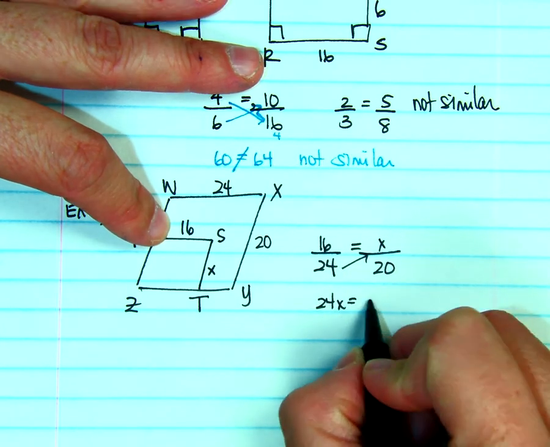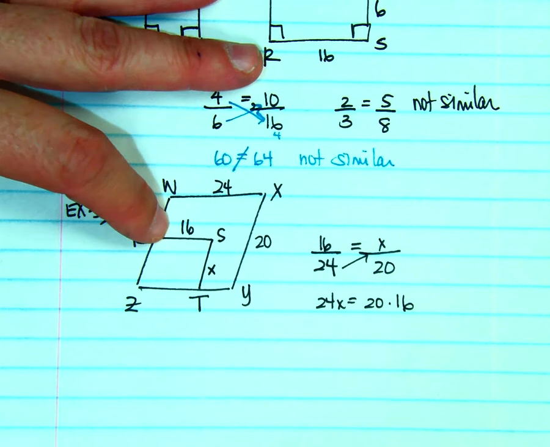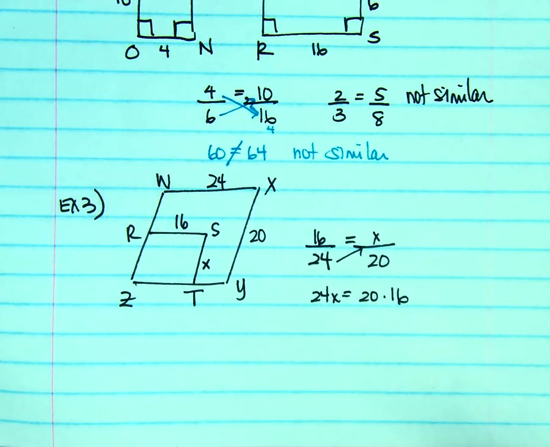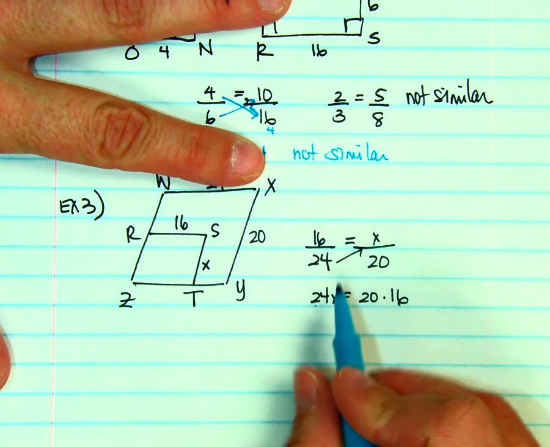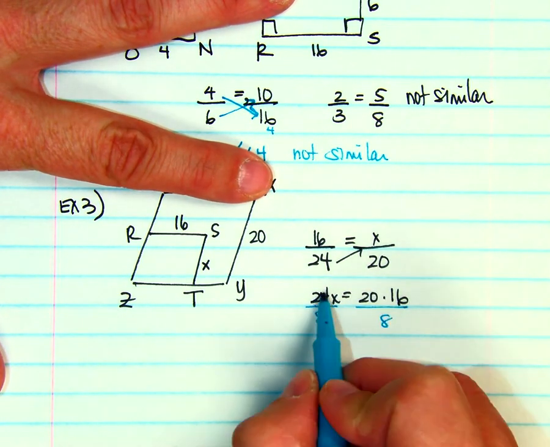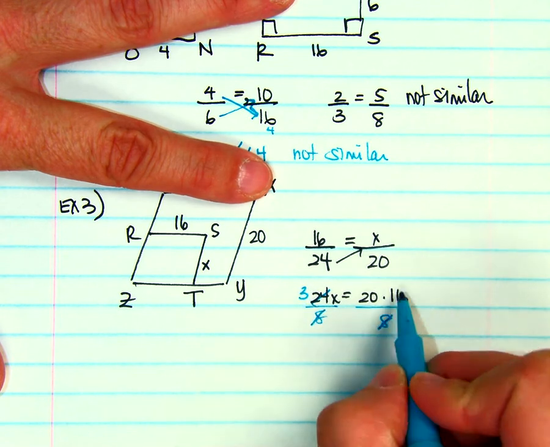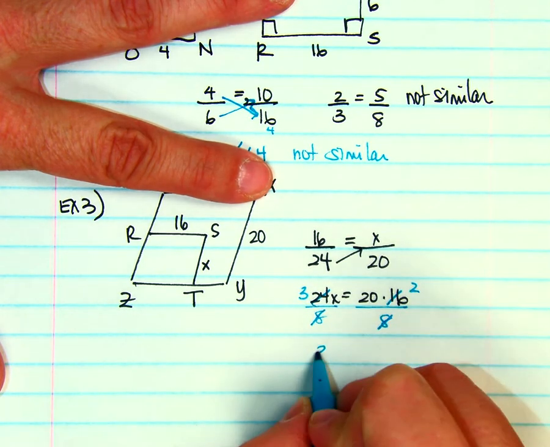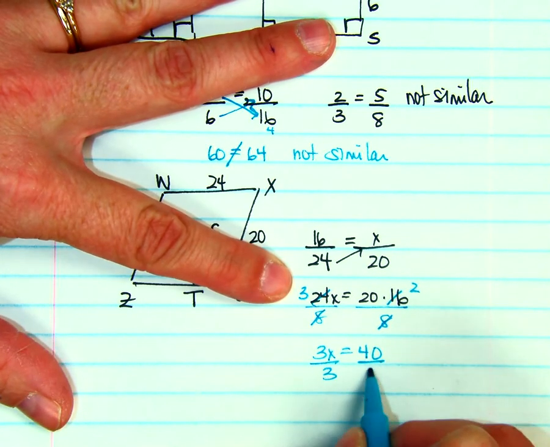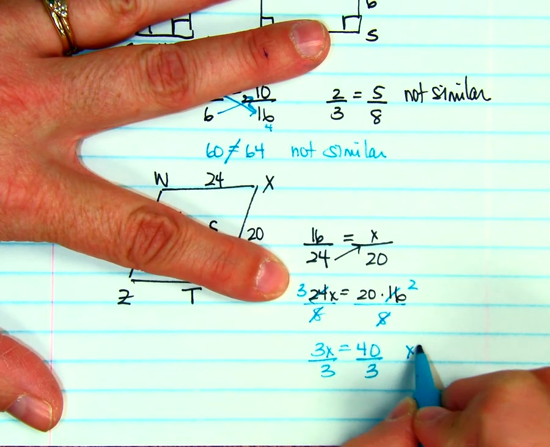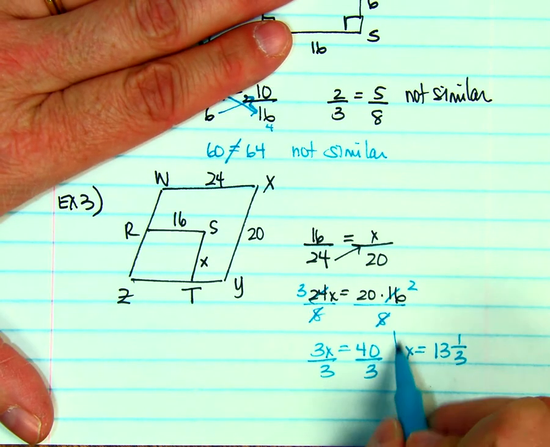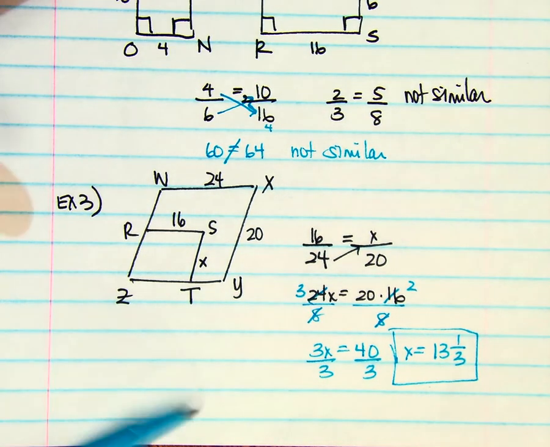24x equals whatever 20 times 16 is. I'm going to take a shortcut because I don't have a calculator, and I'm going to just do the work. If I divide both sides by 8, that makes that a 3, and that makes that a 2. So now I have 3x equals 40. Divide both sides by 3, and we have x equal to 13 1/3. And that concludes that lesson.